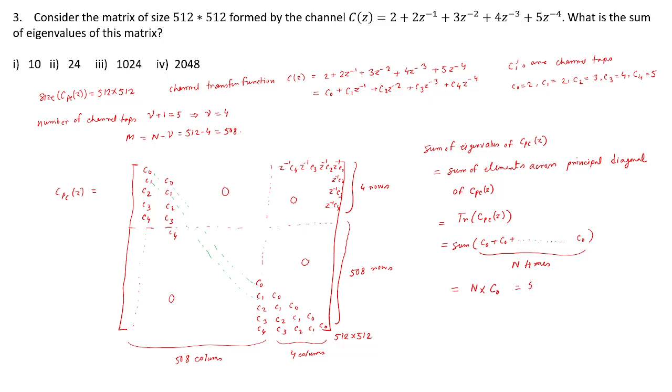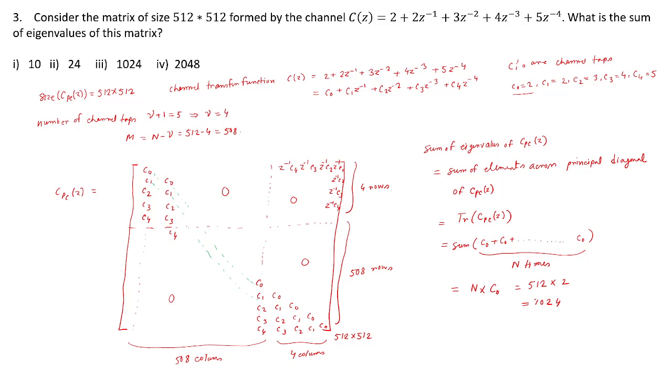Your n value is 512, which is the size of the square pseudo-circulant matrix CPCZ, and C naught we have seen is the channel tap corresponding to no delay. C naught value is 2 here, the constant term in the Z transform channel transfer expression. Therefore your answer is 1024.